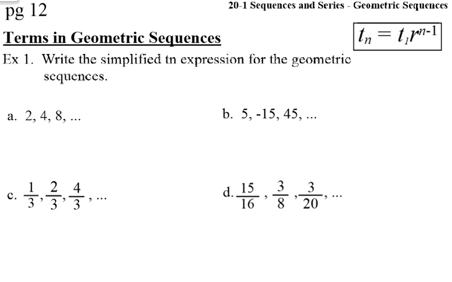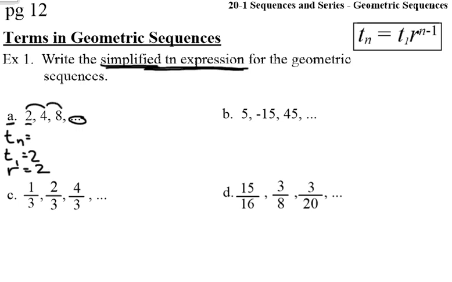So here we go. Can we write the simplified T of n expression for the geometric sequences? So we just want to write the simplified expression. Like we did with arithmetic sequences, sometimes we just want a simpler form. What helps is to list what we know. What do we know for A? Well, with A, it's infinite, so we don't know what T of n is. That's just what we're trying to find. We know that our T1 is 2. And we know that our R value, 2 to 4, 4 to 8, R value is 2.